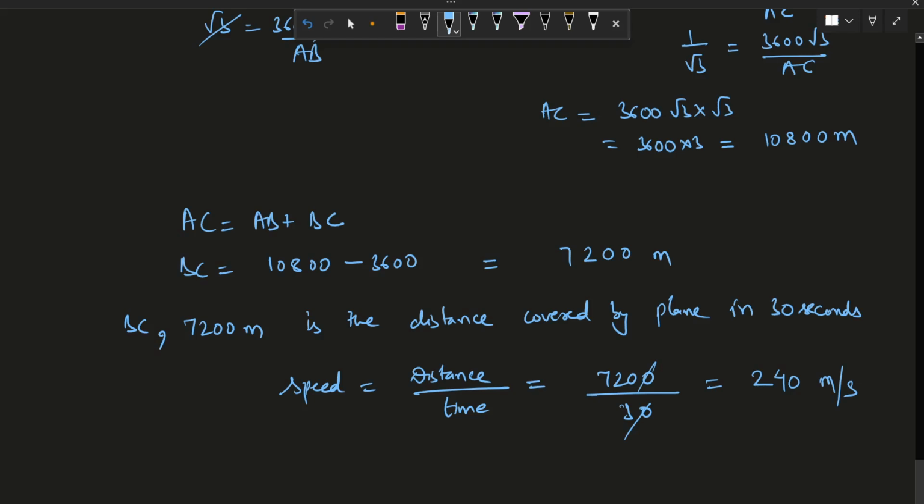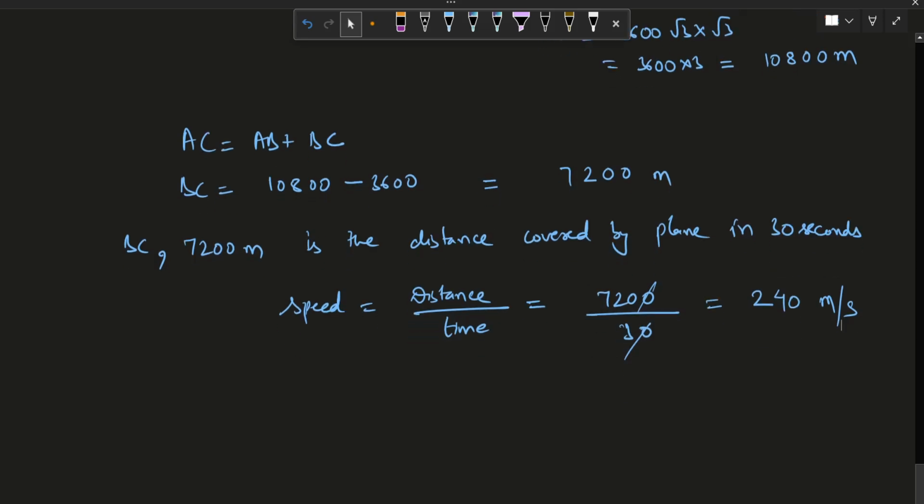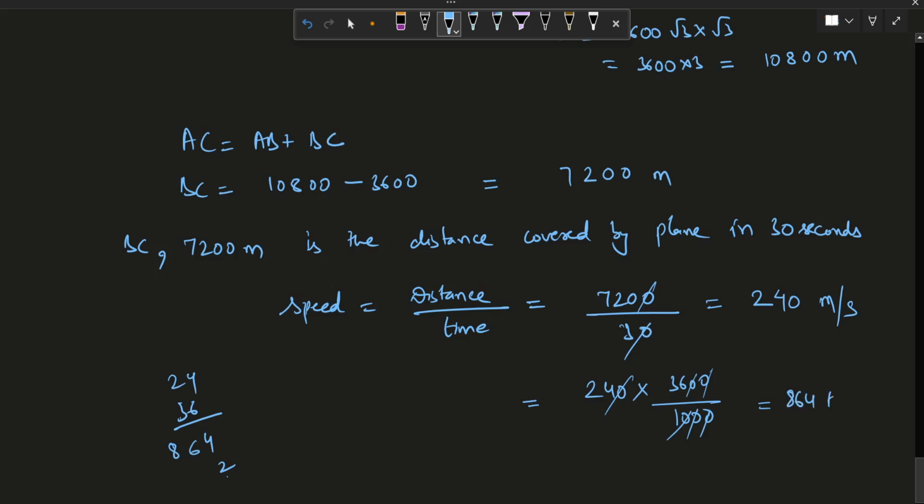Okay. So can we convert that into kilometers per hour? Because the plane's speed is calculated in kilometers per hour, not in meters per second. Okay. So let's calculate that. To convert meters to kilometers, meters you divide by 1000 and multiply by 3600. So what answer will you get over here? Let's just multiply. 6 fours are 24, 2, 12, 12, 24, 6, 2, so 8. So that's 864 kilometers per hour.